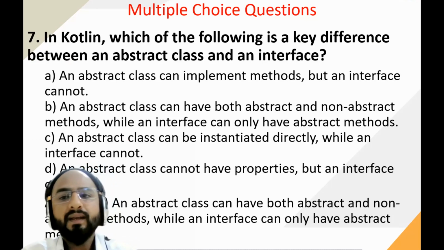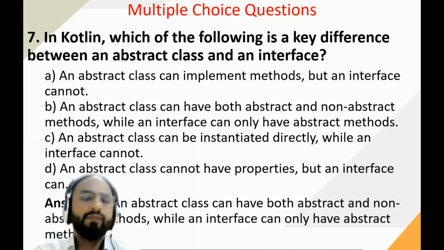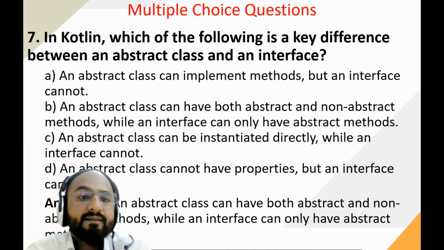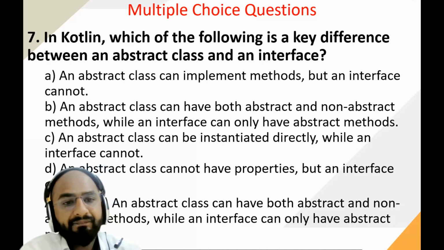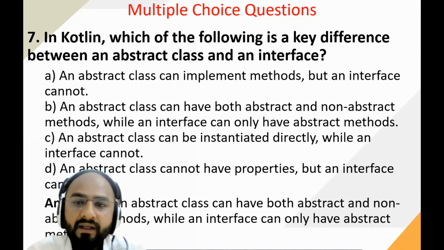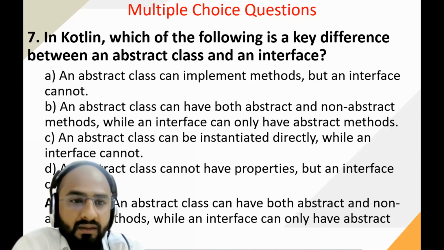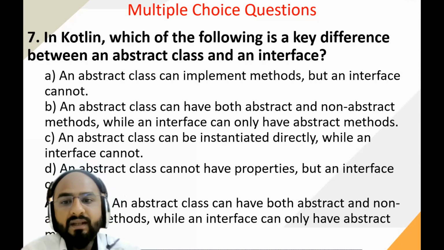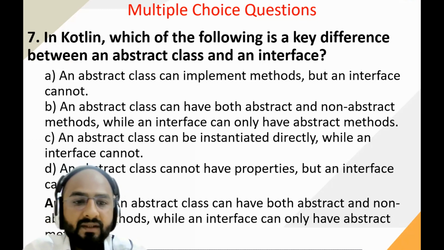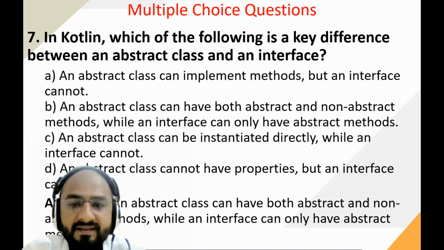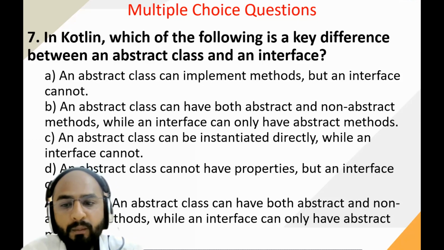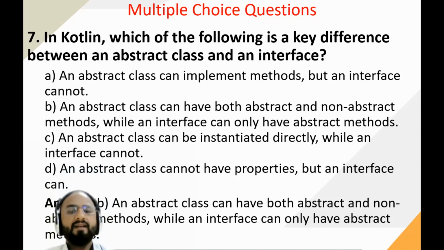In Kotlin, which of the following is a key difference between abstract class and interface? This is a very important question. What is the difference between abstract class and interface? A, abstract class can implement method, but an interface cannot. B, abstract class can have both abstract and non-abstract methods, while an interface can only have abstract methods. C, an abstract class can be instantiated directly, while an interface cannot.